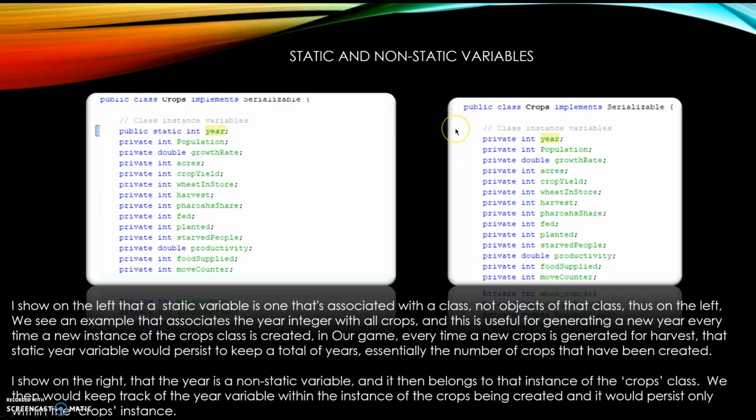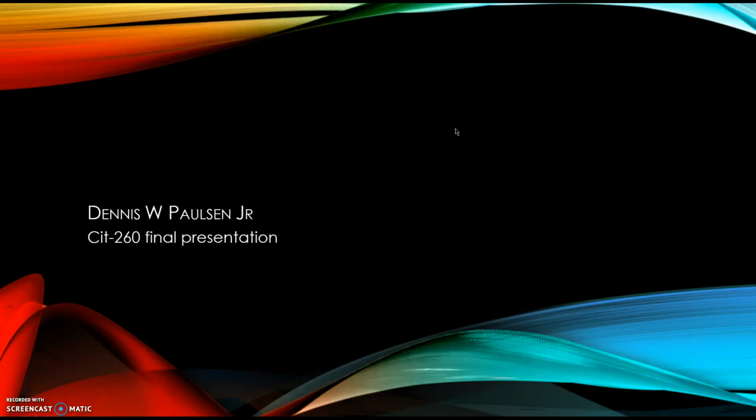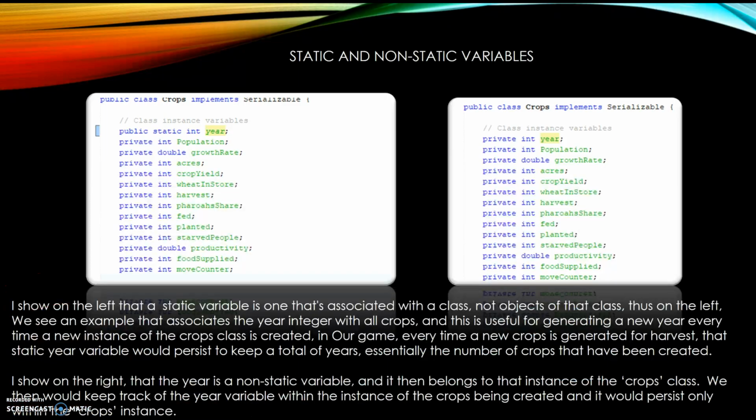Okay, as I said, my name is Dennis Paulson in the cit-260, and this is my final presentation. First, I'm going to address static and non-static variables. On the left, we have a static variable, and on the right, we have a non-static variable. This is code from our game, and it belongs to the crops class.